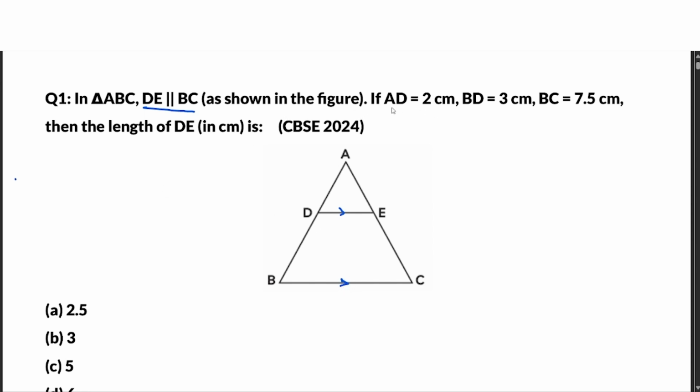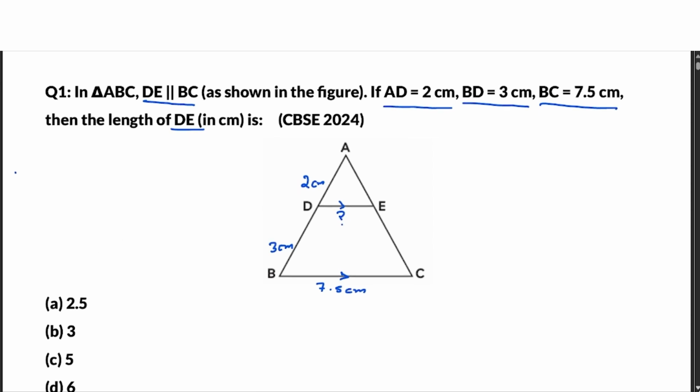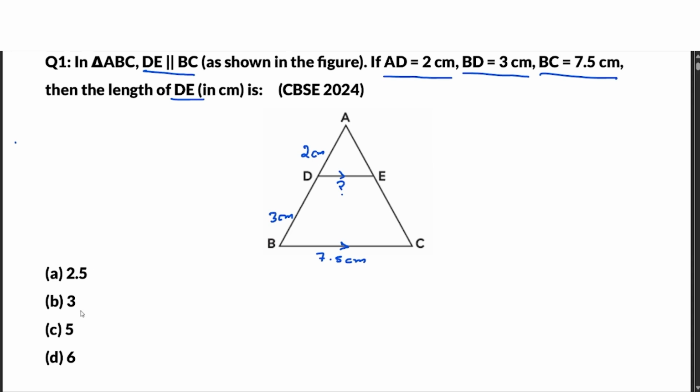It is saying AD is equal to 2 centimeter, and BD is equal to 3 centimeter. And BC is the baseline, so that is 7.5 centimeter. Now it is asking to find the length of DE, and the options given are 2.5, 3, 5 and 6. So it is an MCQ question.